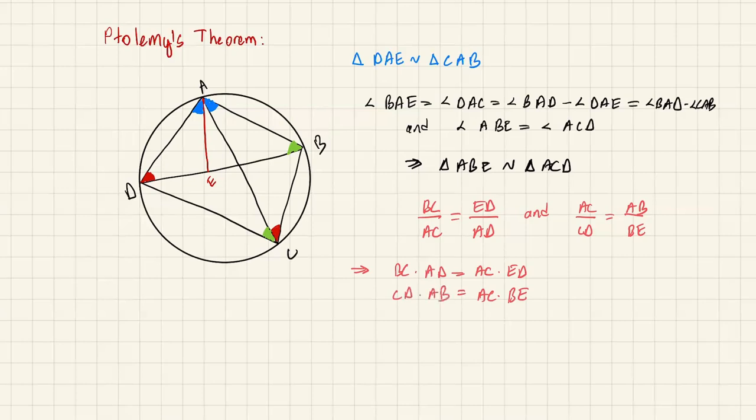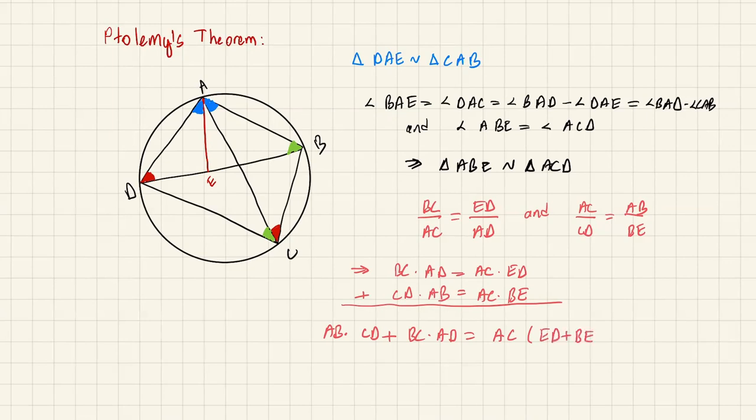Okay, so now I just want to add these two equations. If I add them, on the left side we do have AB times CD plus BC times AD is equal to, since the ACs are common, I can just pull those ACs out as a common factor. So which has to be AC times ED plus BE.